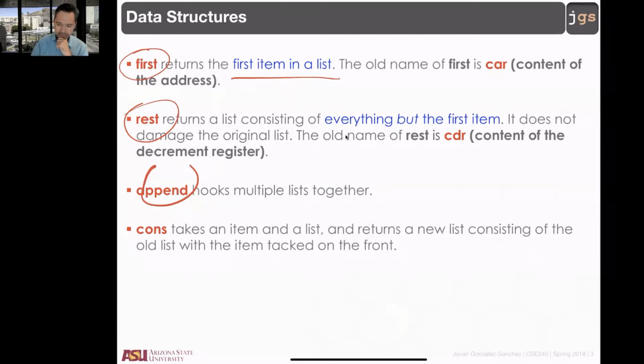Append, concatenation of lists. Put two lists together. Append. Cons, remove one element. Remove the method, cons.